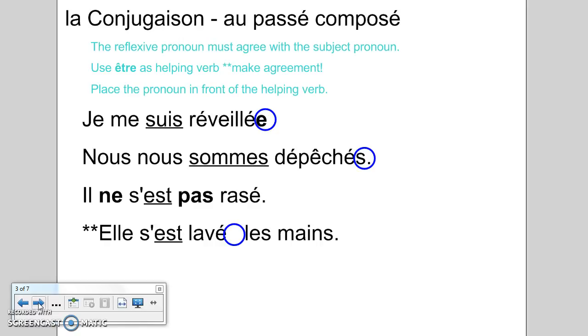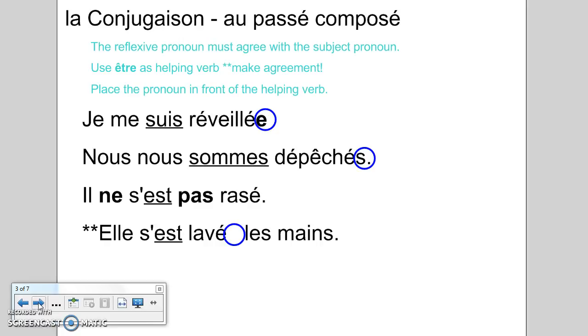Typically speaking, these reflexive verbs cannot have a direct object. So because we're using être, what does that mean we need to do with the past participle? We also need to make agreement. So that rule still applies. And where does the reflexive pronoun go? The reflexive pronoun goes in front of the helping verb, and that is not a new rule. That is the same rule that we learned with object pronouns.